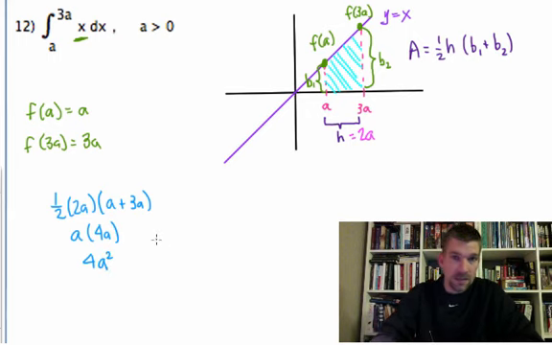And that is the area of the trapezoid created by the shape of the line y equals x from a to 3a. It also is the answer to the definite integral from a to 3a of x dx. And that answer is 4a squared.